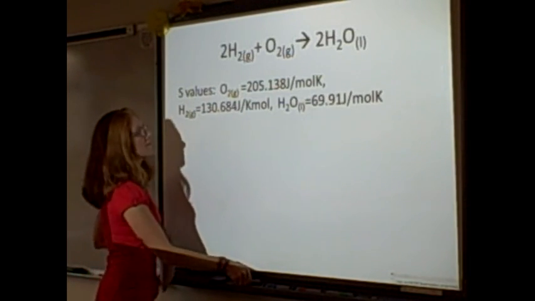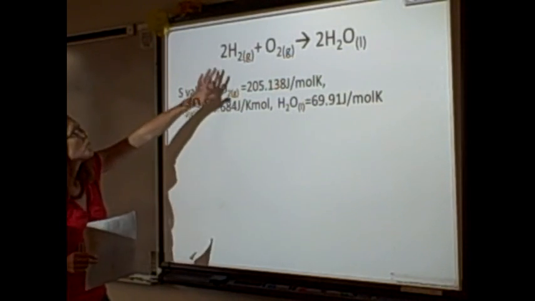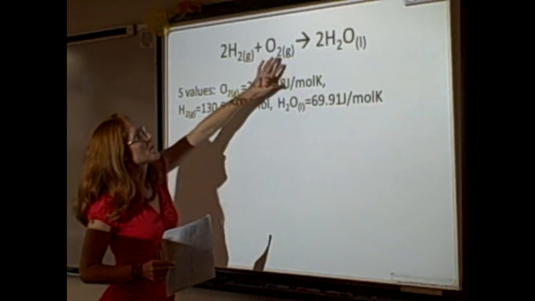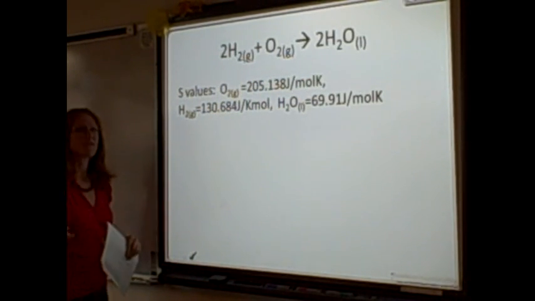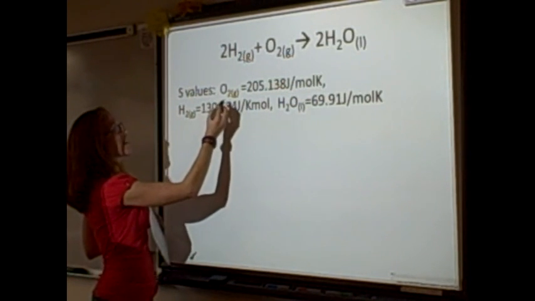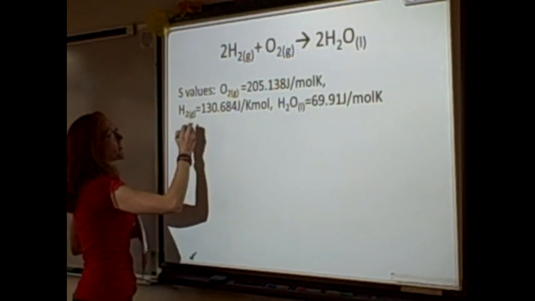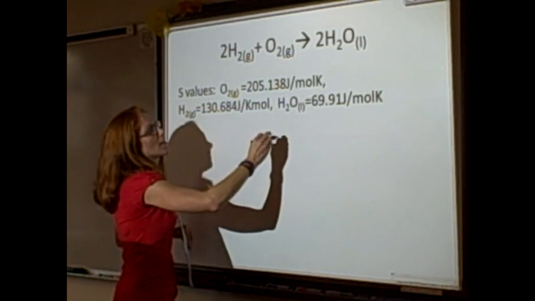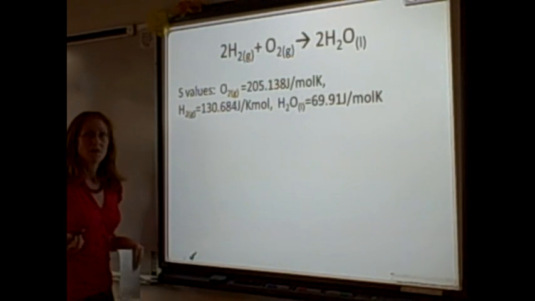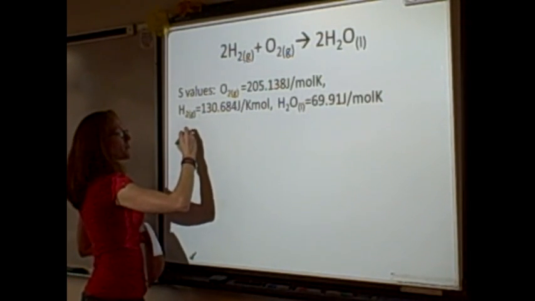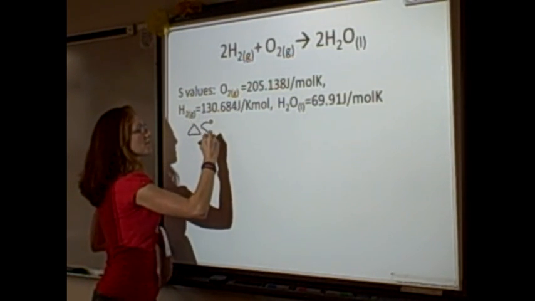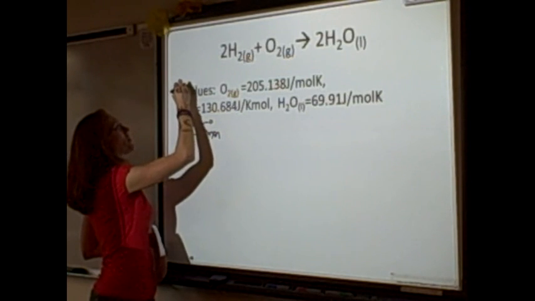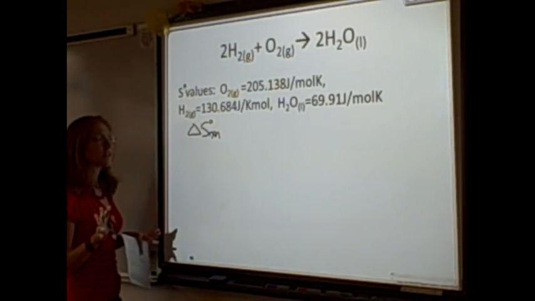And here's an example. I have 2 moles of hydrogen gas plus 1 mole of oxygen gas turning into 2 moles of liquid water. And I have the entropy values, not the change of entropy, but the entropy of the oxygen, the entropy of the hydrogen and the entropy of the water. So what I'm going to do is I know that the equation I'm going to use is the change of entropy under standard conditions of this reaction. And I'm assuming these are all under standard conditions.